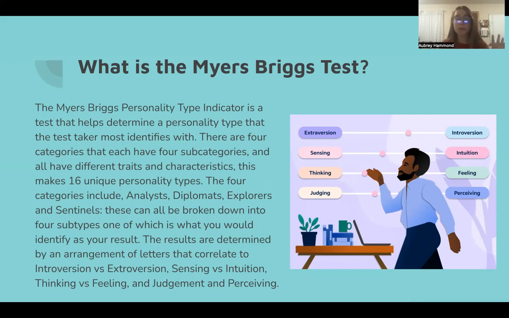The four big categories include the analysts, diplomats, explorers, and sentinels. This can be broken down into four different subtypes of each one, and this is what you would determine as your personality type of the 16.